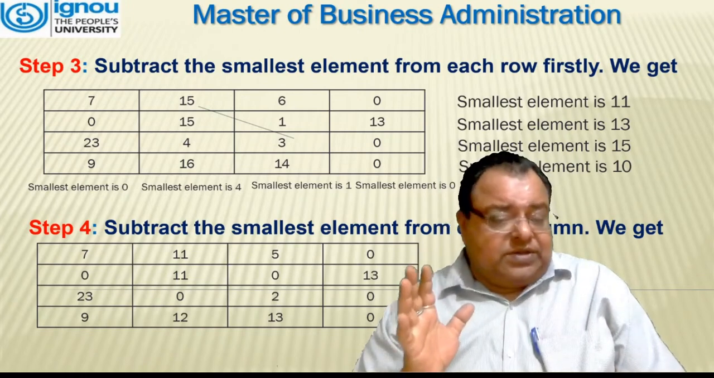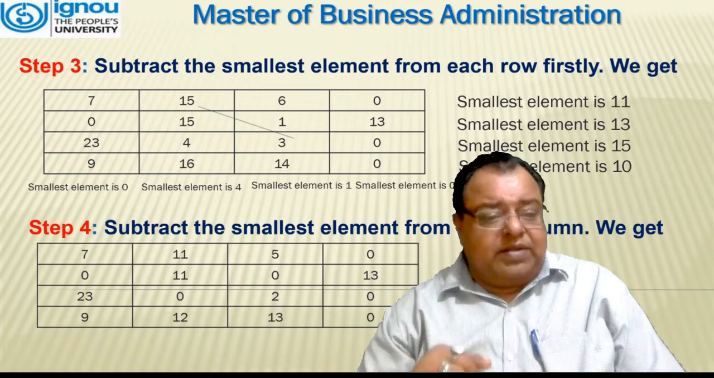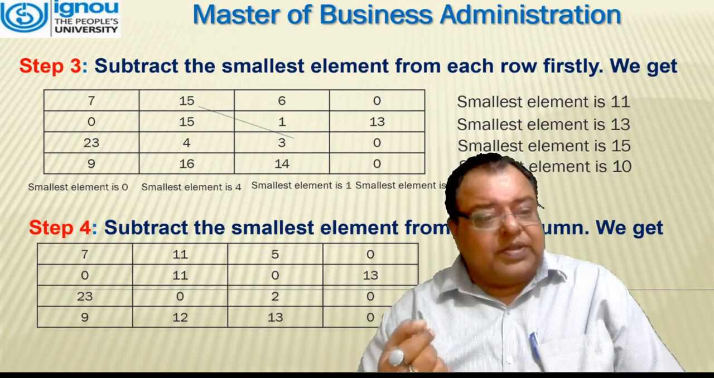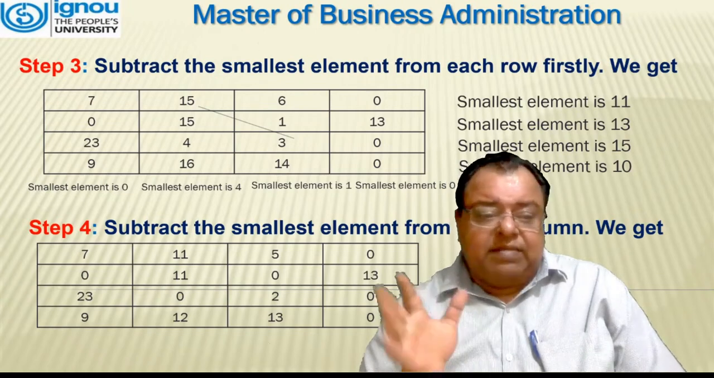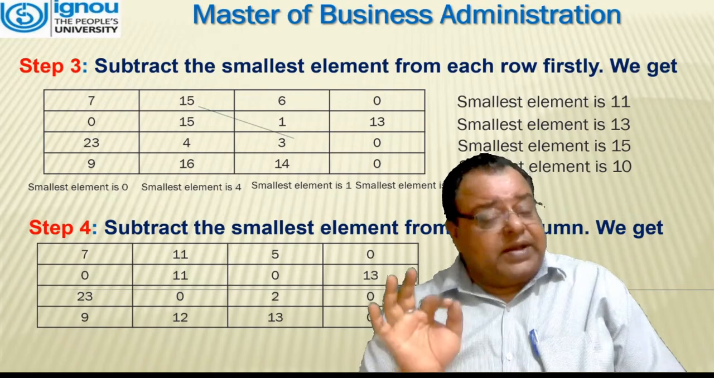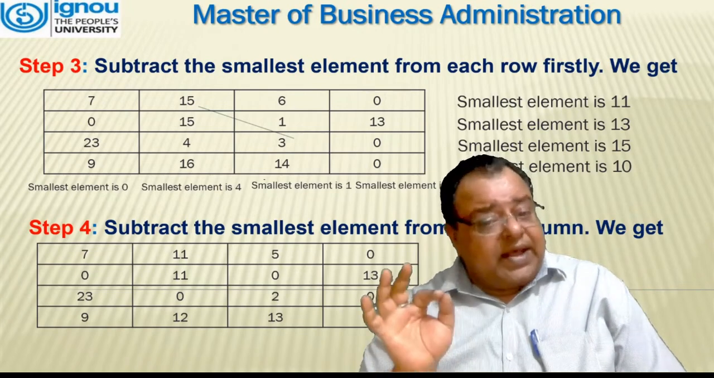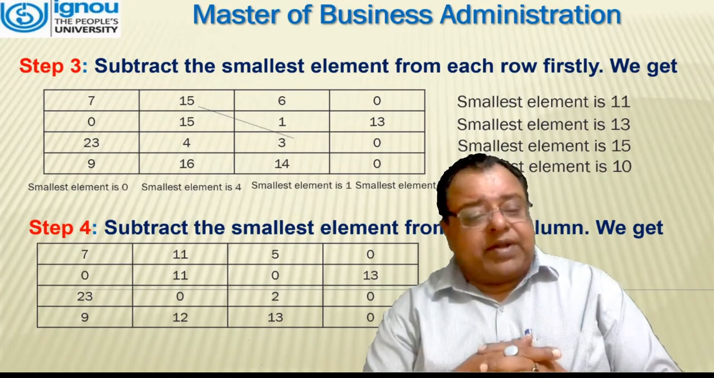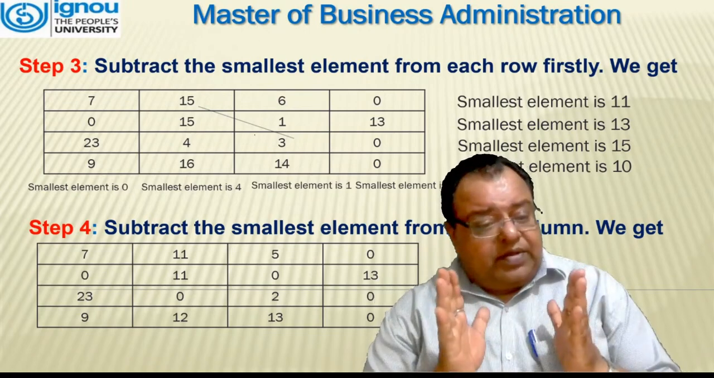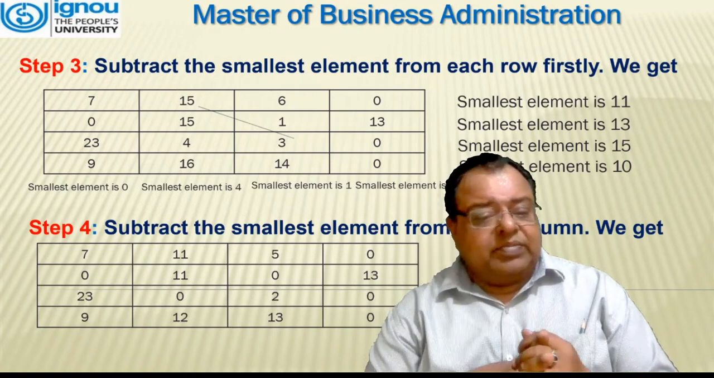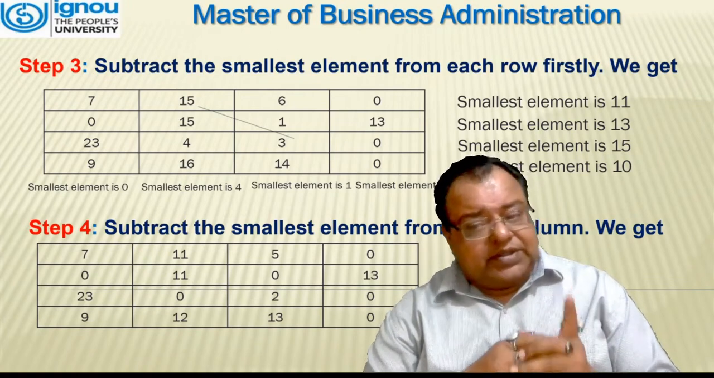Once this process is completed, then we move to the columns. In the first column, the smallest element is 0. In the second, it is 4. In the third, it is 1. And in the fourth column, it is 0. We will be subtracting now, column wise, the smallest element from each column. We get this matrix.